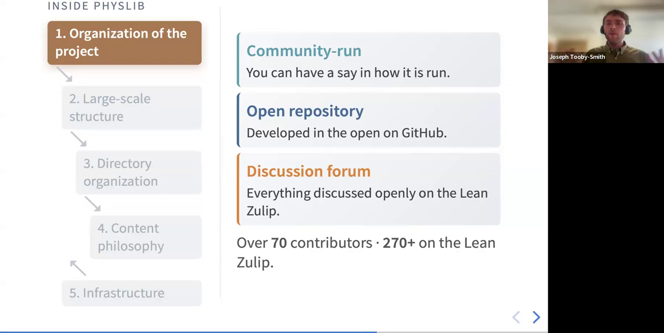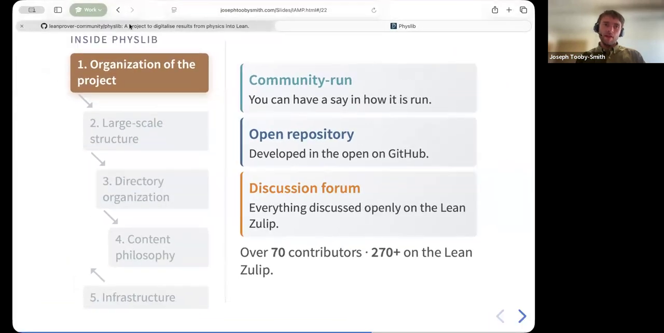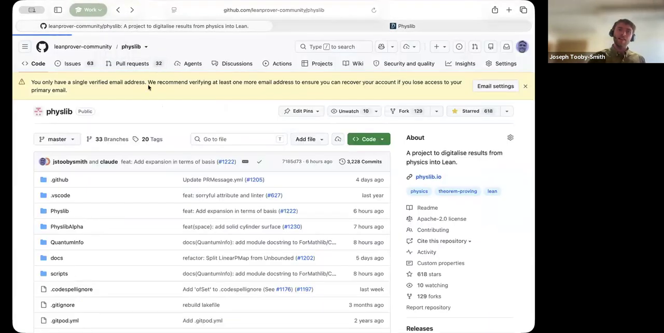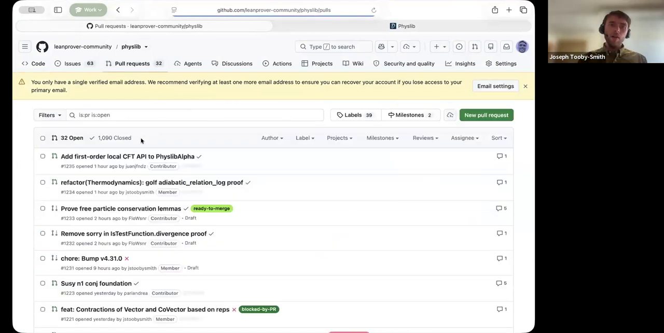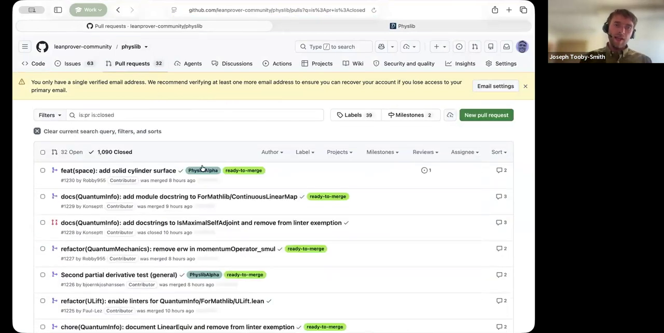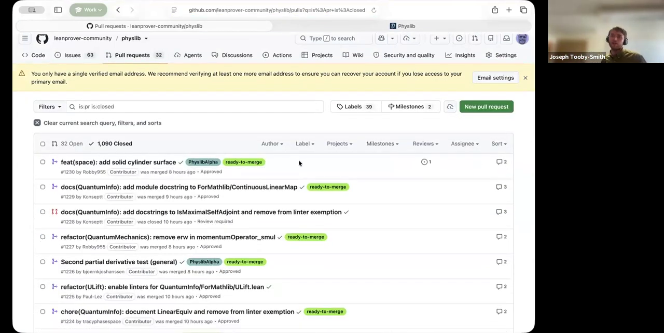Second thing is it's an open repository. Everything is developed openly where possible. So you'll see if you look at the activity of the project. Let me go back to it. You'll see over the last day or so, we've had a number of pull requests from different people. Some of whom I've never met, some of whom I've never spoken to, all contributing to the project, all trying to build it. It's pretty active.